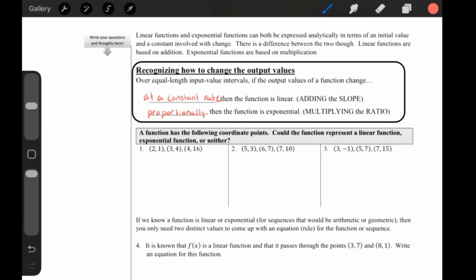A function has the following coordinate points. Could the function represent a linear function, exponential function, or neither? Okay, so we're going to take a look at our y points after making sure that our x points are going at a consistent rate. So 2 to 3 is only 1 point away, and 3 to 4 is only 1 point away. So we can use these 3 points.